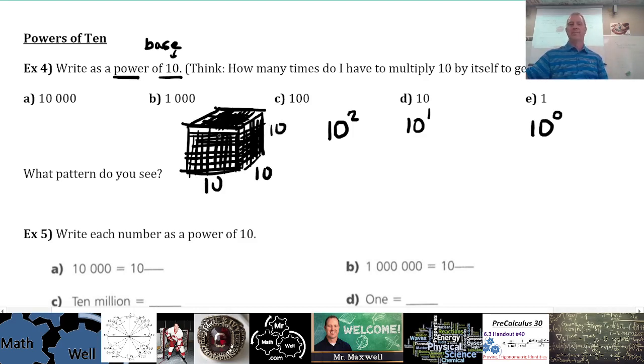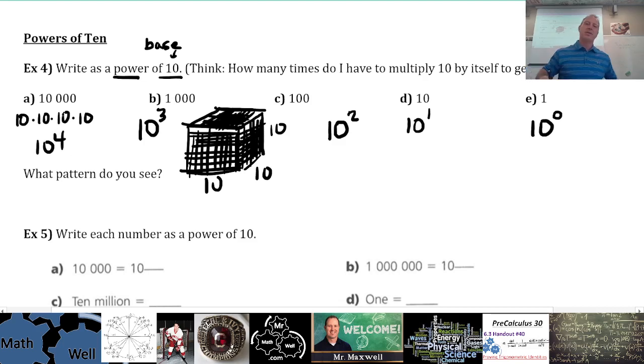So what's 1,000? It's 10 to the power of 3. Very good. So 10,000, what do you think? It would be 10 to the power of 4. It is, because that's 10 times 10 times 10 times 10.